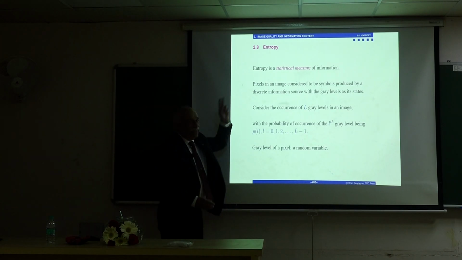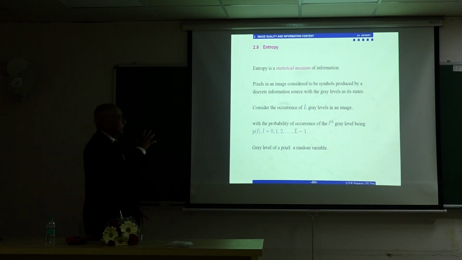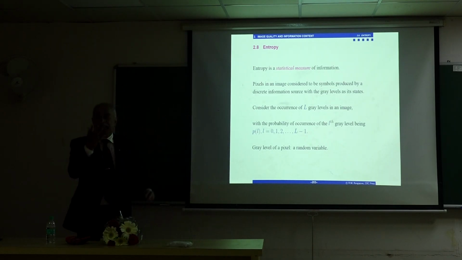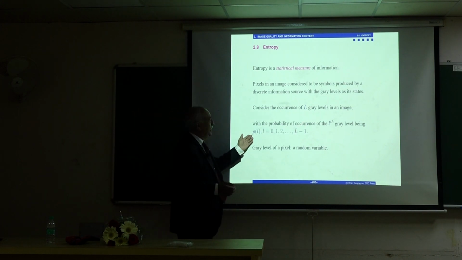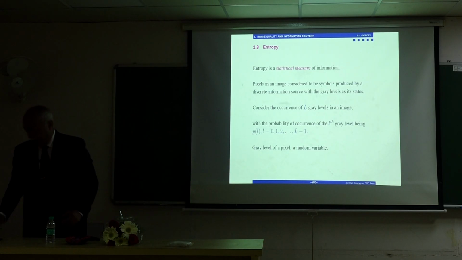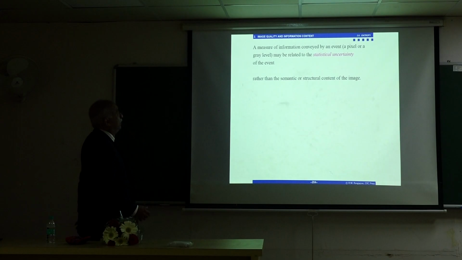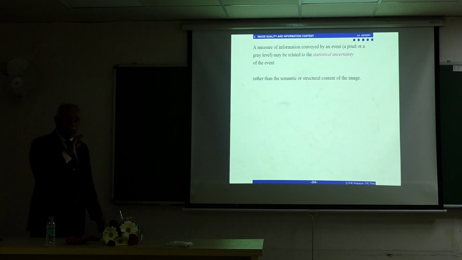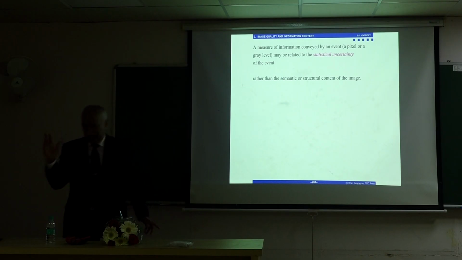So in an image, you consider each pixel to be a source of information, which is a little strange, but that's the way it is in statistics, by a discrete source of information with gray levels as its states. And then there are L gray levels. You take the probability of occurrence, PL, for all of them, and you consider the gray level value to be a random variable, and a measure of information is conveyed by statistical uncertainty. It has nothing to do with the structure or the semantics of the image, medical or calcification or tissue. There is no such connection.